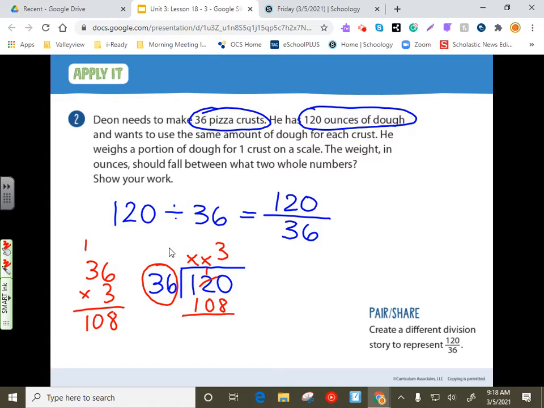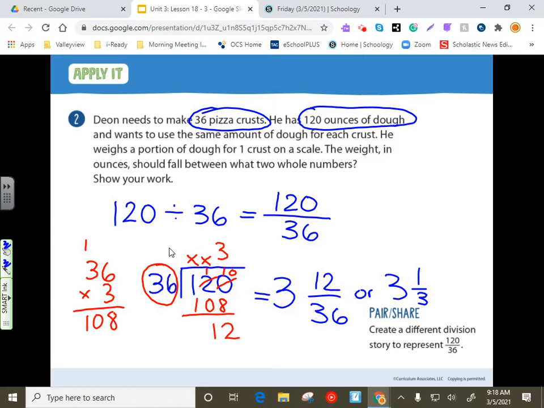And we've got to borrow here. 10 minus 8 is 2. 1 minus 0 is 1. And our final answer is, your quotient is your whole number. We keep the same denominator, 36, and your remainder is your numerator. So the answer is 3 and 12/36. You could, of course, reduce that to 3 and a third.